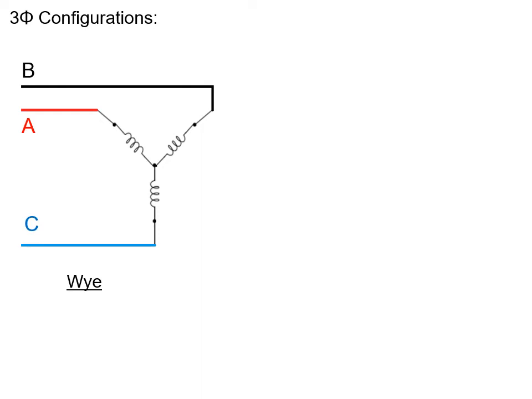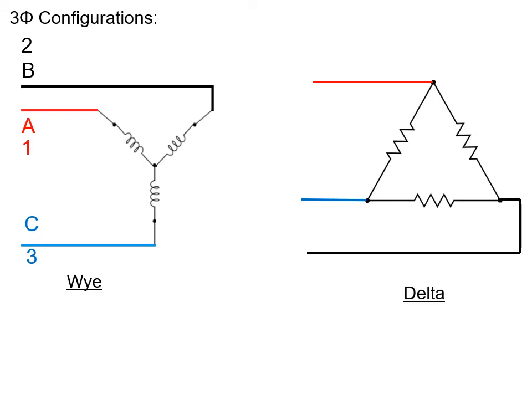I'm going to use the standard of labeling the three lines as A, B, and C. You could easily label them as 1, 2, and 3. The second configuration that we will look at today is the delta. And again, it's after the Greek letter delta. Again, I'll be using A, B, and C, but you could easily use 1, 2, and 3.